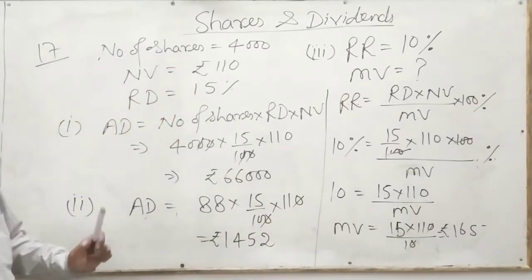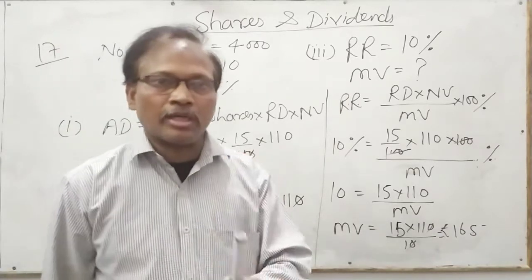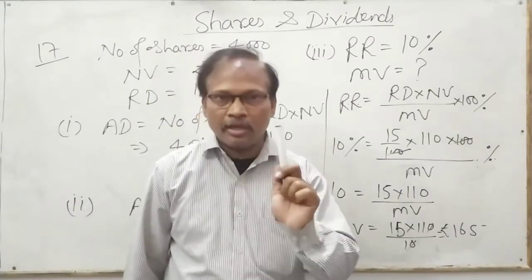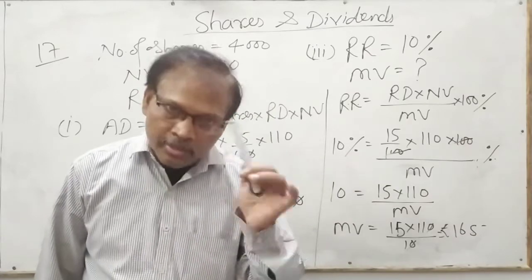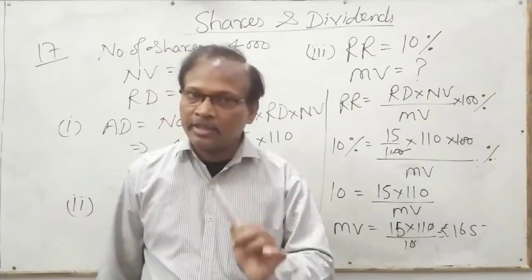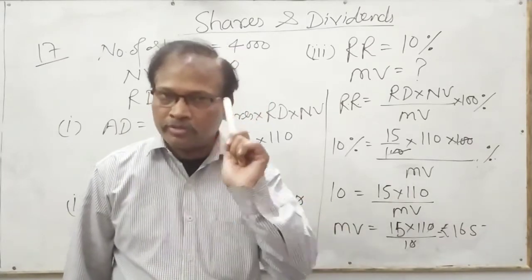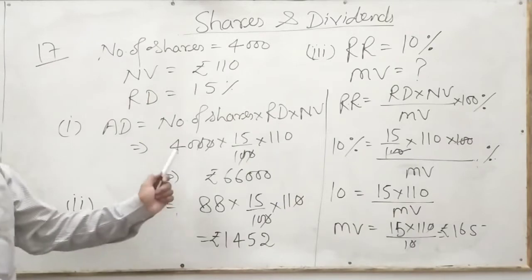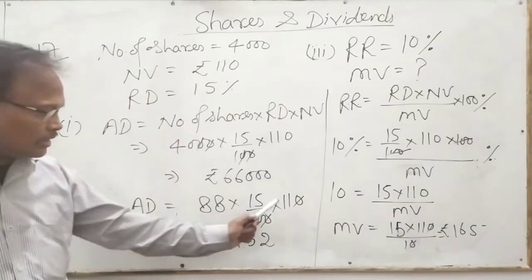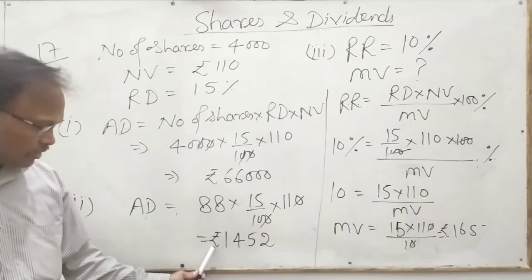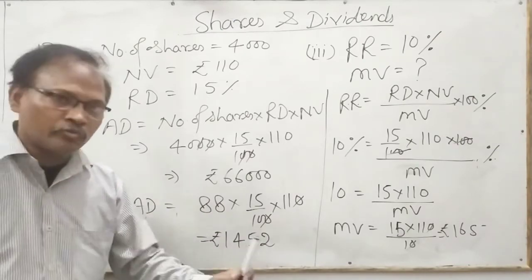Second part, asking if the Shahrukh, one person, holds 88 shares of the company, then what is his annual dividend? उसका annual income क्या होगा अगर उसके पास 88 शेयर हो? फर्स्ट पार्ट में 4,000 शेयर्स थे, सेकेंड पार्ट में 88 शेयर, तो जस्ट चेंज द नंबर ऑफ शेयर एज 88 एंड रिमेन दीज थिंग्स आर द रिमेन. तो यू विल गेट द एनुअल डिविडेंड रुपीज 1452 फॉर द सेकेंड पार्ट.